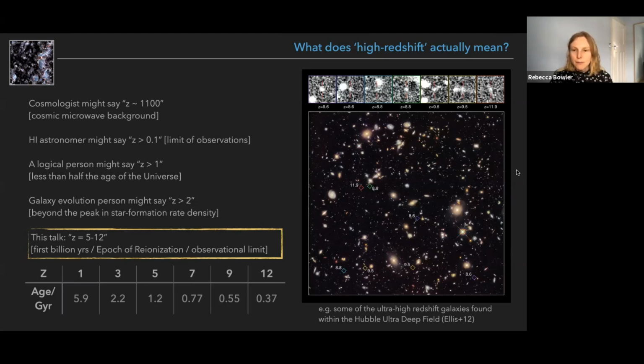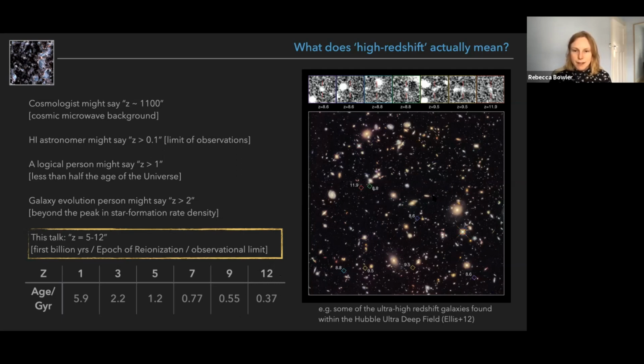But the reason I put 12 there is that it's the current observational limit; the most distant galaxies that we know about are at redshift 12. The table on the bottom shows you the redshift along the top and the age of the universe. You can see redshift 5 is when we start to get close to the first billion years. And by redshift 12, which is our current limit, we're already at 370 million years after the Big Bang. So really getting very close to the early universe there.